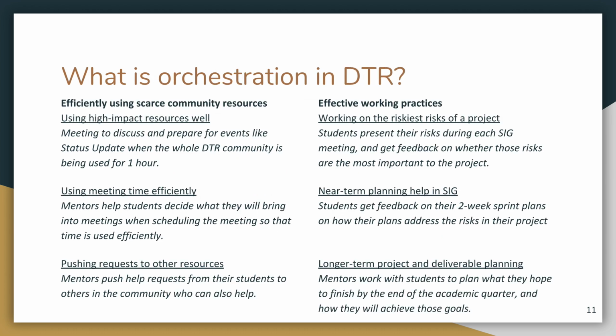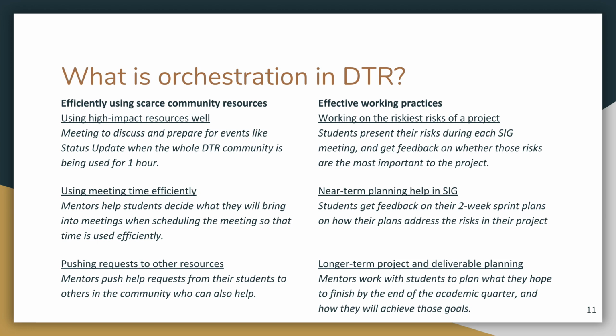So moving on to what is actually orchestration in DTR. There were 2 big themes about how DTR is orchestrated. The first is around emphasizing the effective use of scarce community resources. There are many resources in DTR. A lot of the human resources are quite scarce because the community helps themselves, and the community is doing all the work on its own. So these resources get used quickly. And one that's incredibly important is the status update.